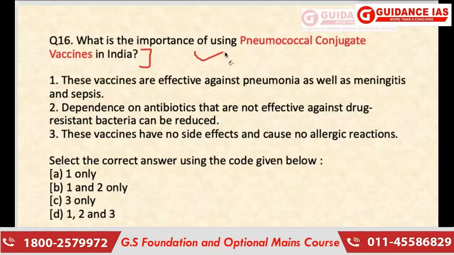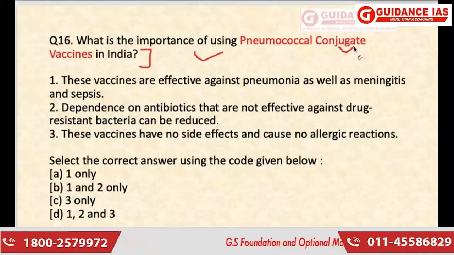Okay? On the other hand, what do we mean by conjugate? This word conjugate, or the conjugate vaccine, simply means vaccines which are made using the combination of two different components. They are basically made using pieces from the coats of bacteria, which are chemically linked to what? Which are chemically linked to a protein, and the combination is used to make the vaccine. I hope the meaning of the term pneumococcal conjugate vaccine is clear to you now.